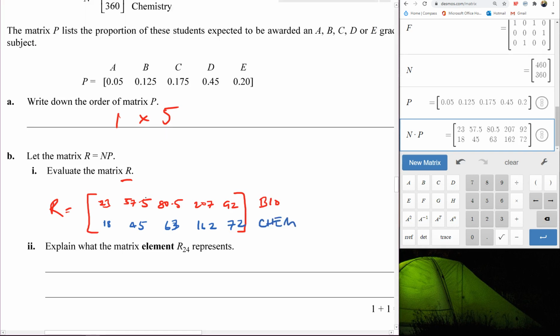And like I said, each column will represent the marks that each person will get depending on that class. So according to this, let's use green. This is A, this is B, this is C, D, and E. And you can see here that 23 people in bio would get an A. 57.5 people in bio would get a B. 45 people in chem would get a B.